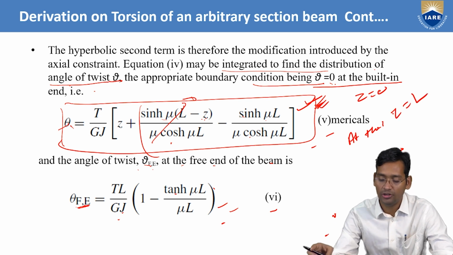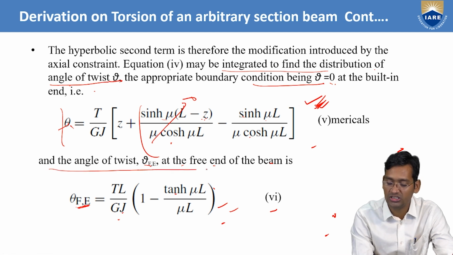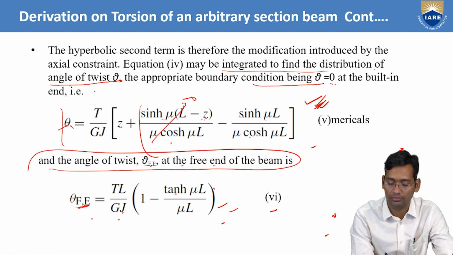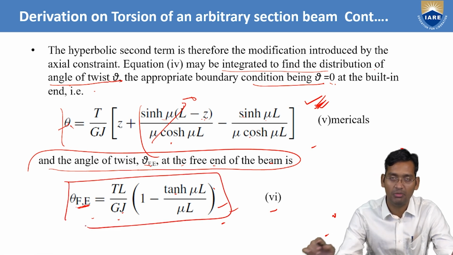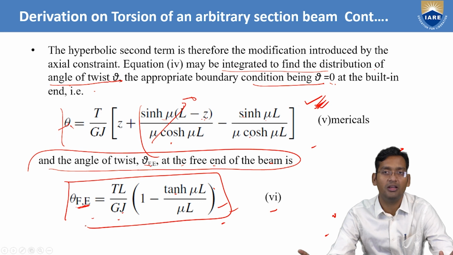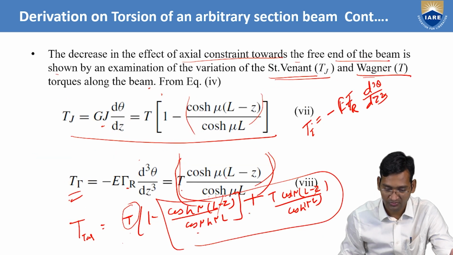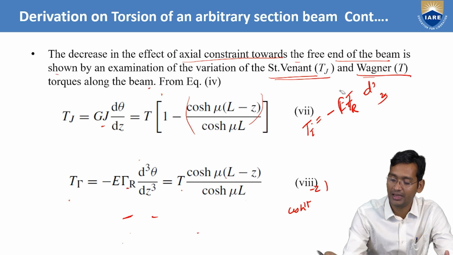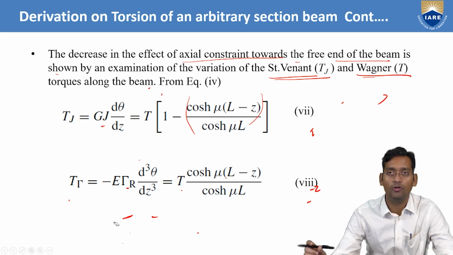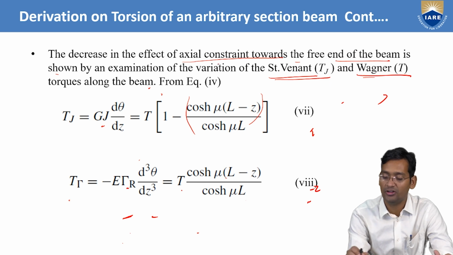After putting z equals L, what will we get here? The angle of twist θ at the free end, with z equal to simply L, is TL by GJ into (1 minus tanh μL by μL). So this is the final one, the angle of twist at the free end. Now, from Wagner and Saint-Venant theory, let's see the decrease in the effect of the axial constraint.